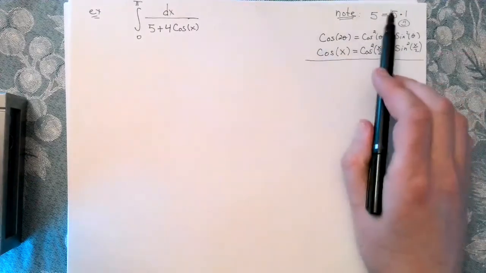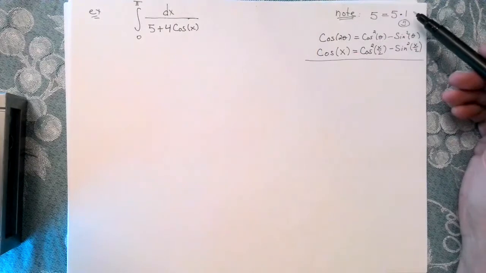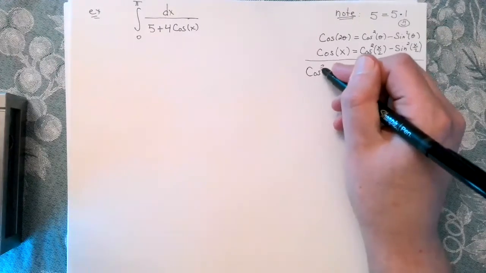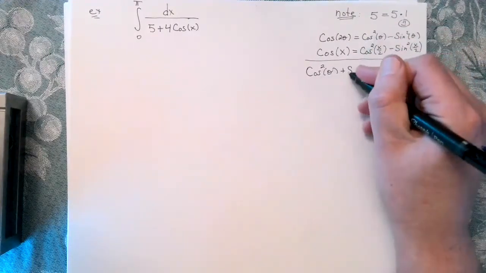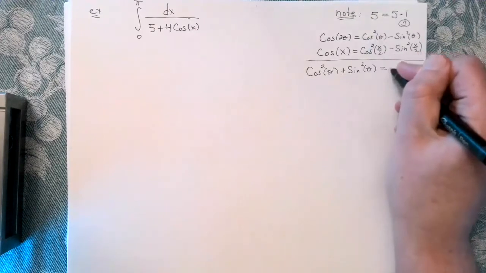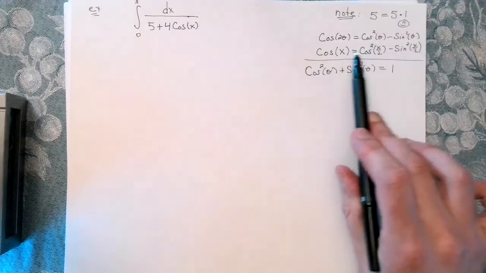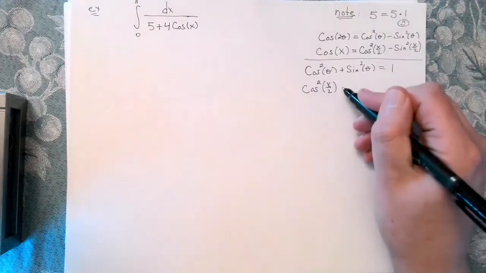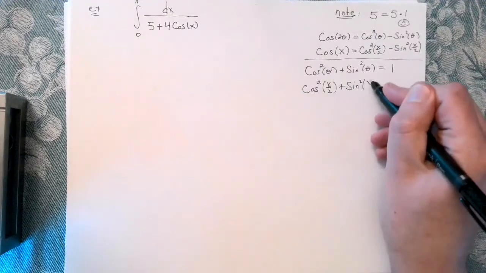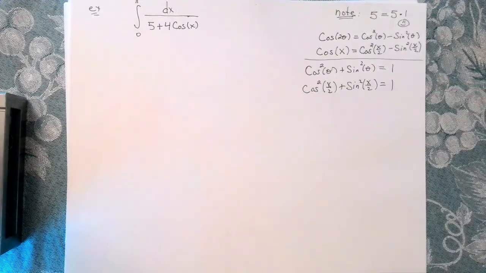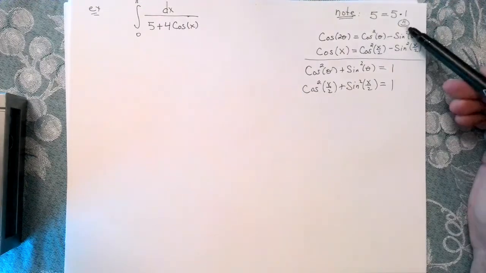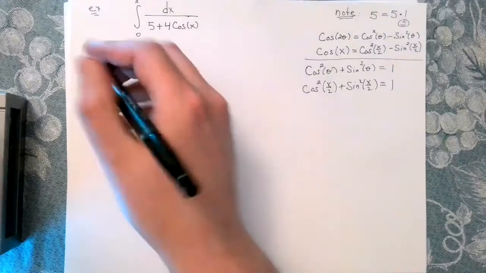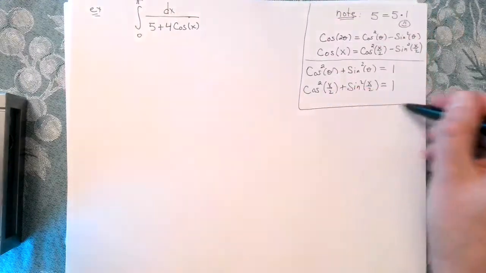So the question is, how are we going to be clever with this 5 equals 5 times 1? Well, think of a useful way to say 1 in this case. A useful way to say 1 is, of course, with the Pythagorean identity. We just want to say it in a way that's compatible with this. So we must have cosine squared of x over 2 plus sine squared of x over 2. That's equal to 1. That's the clever 1, the cheeky little 1 that I'm going to replace that with.